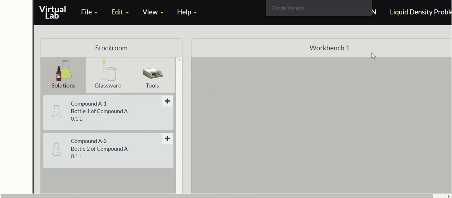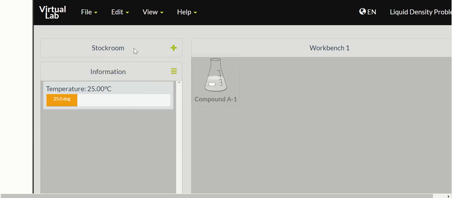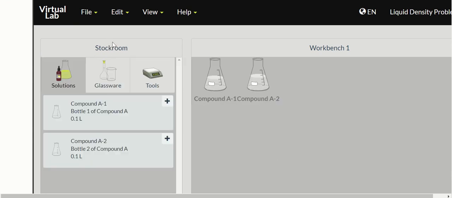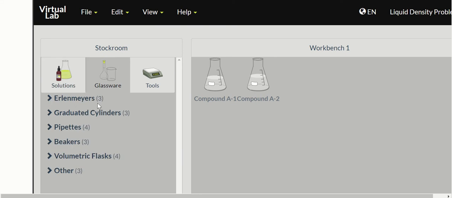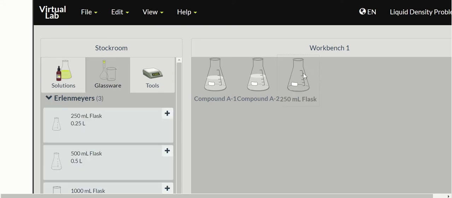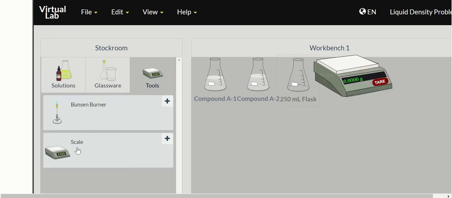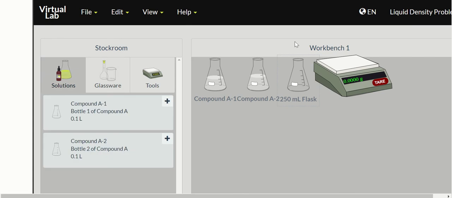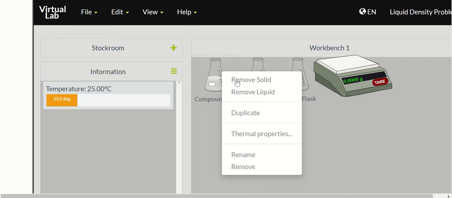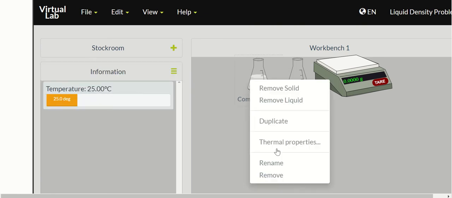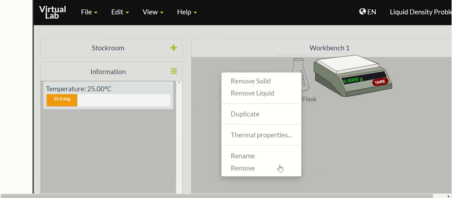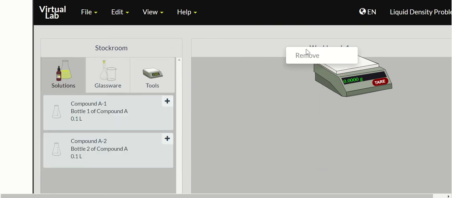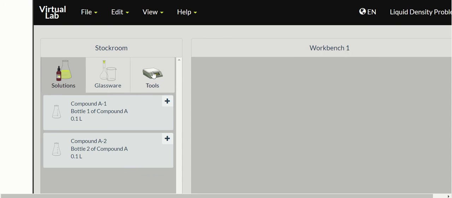So we have a stockroom and we have a workbench. You can go ahead and play around. You can bring things over from the stockroom, bring over the glassware, whatever you want to do, just to get the hang of using everything. And then you can also get the hang of removing things. You can remove liquid. You can remove the entire thing in general, and clear out the entire workbench. So just get the hang of using the virtual lab.